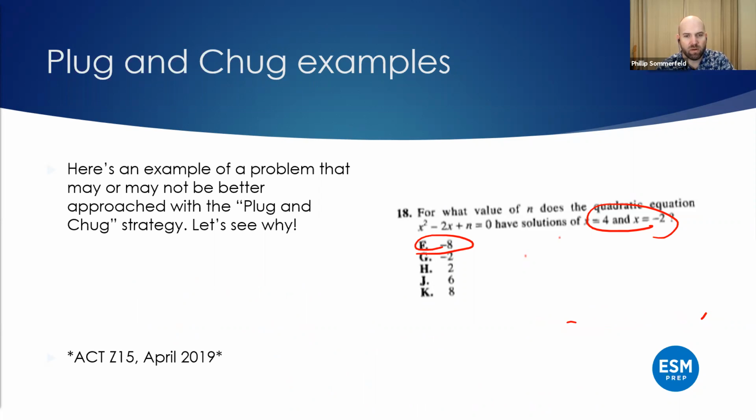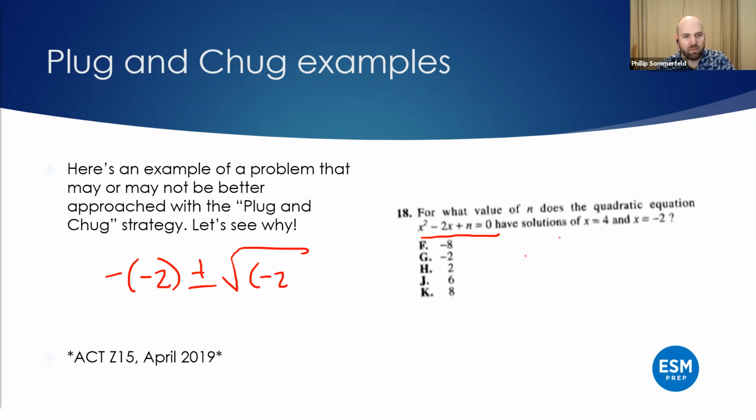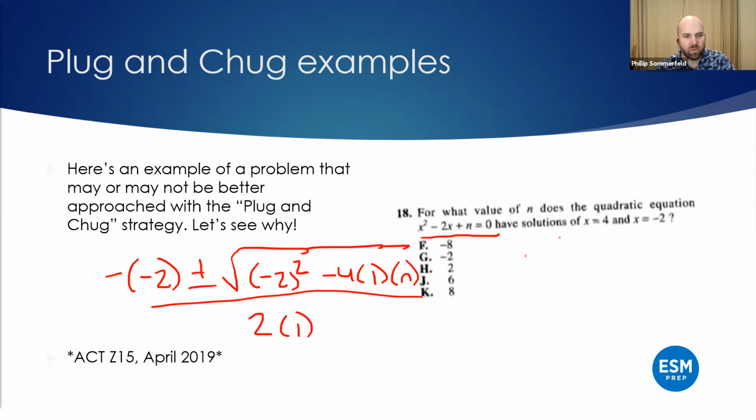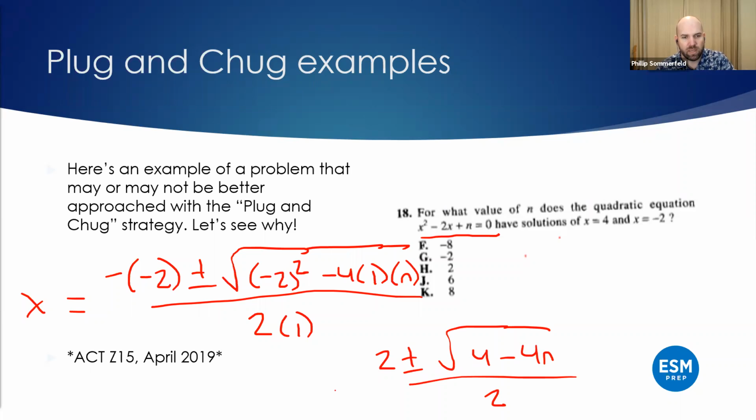solve this from a more traditional, or maybe not traditional, that's not the right term, but more of an algebraic way. So what I know is if I can't factor something, as we mentioned earlier, I have to resort to the quadratic equation. So let's see how that works. So negative of -2 plus or minus the square root of -2 squared minus 4 times 1 times n, over 2 times 1. These are the values of x, right? So if I simplify, I get 2 plus or minus the square root of 4 minus 4n all over 2, and that's equal to x.